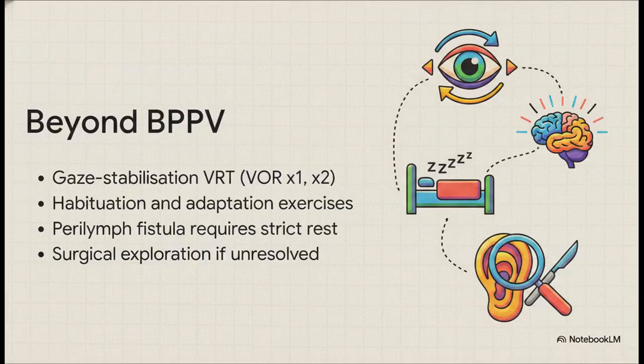Moving beyond BPPV, we also run into labyrinthine concussions and perilymph fistulas. Now, for a labyrinthine concussion, early, directed vestibular rehab is absolutely key. We're talking gaze stabilization exercises, like VOR ×1 and ×2, plus habituation and adaptation exercises to really accelerate that cerebellar compensation. But if you even suspect a perilymph fistula, the game plan flips completely. Initial management means strict rest. And if that fistula still doesn't resolve, well, you have to be ready to escalate to surgical exploration.